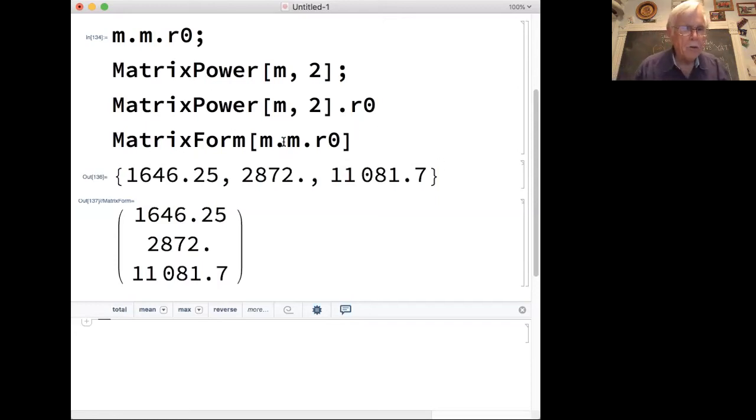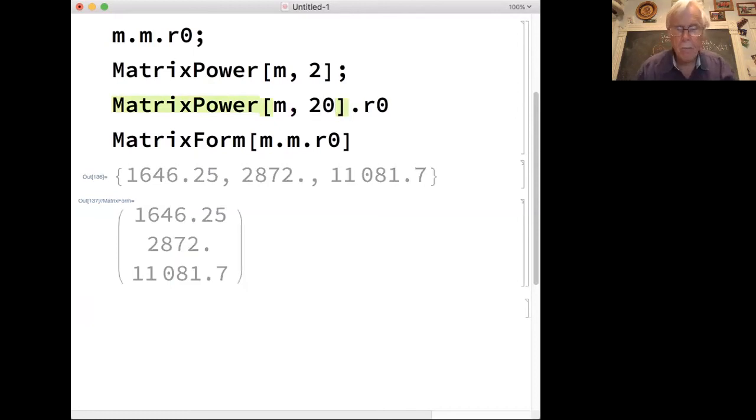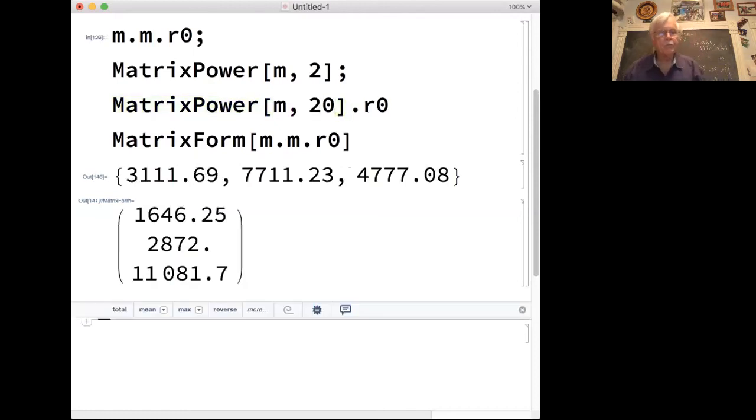We could continue doing M.M.M, but I could use this matrix power thing and do like the 20th power. And we would get this. Now, something interesting happens here, so pay attention. This is the 20th power of M times R0. So this is what happens after 20 years, or 1998.